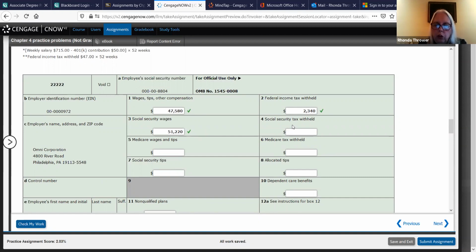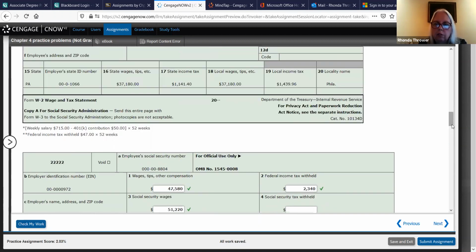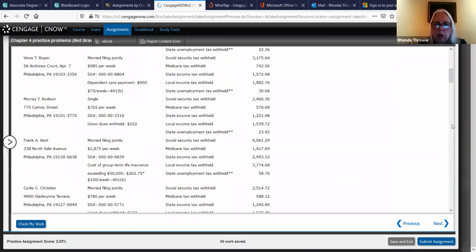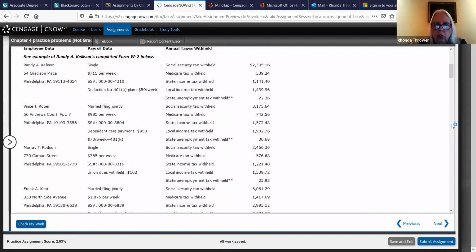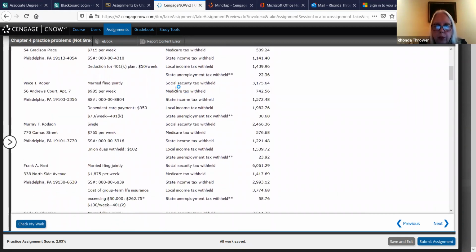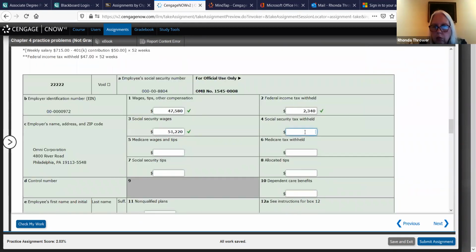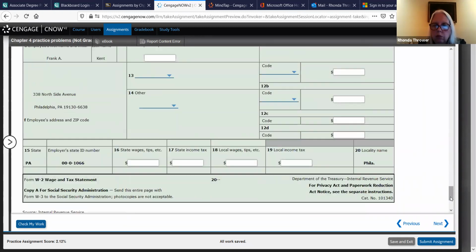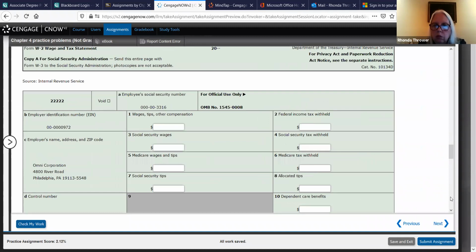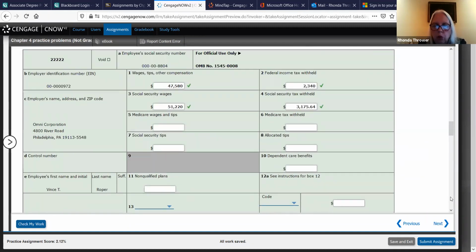To find the Social Security tax withheld, they've calculated that for you. You don't have to calculate it. We learned how to do that last chapter. But you're going to have to go back to Vince Roper, and you're going to pick up the Social Security tax withheld at $3,175.64. Check your work, just make sure you copied it right. And we're okay with that.